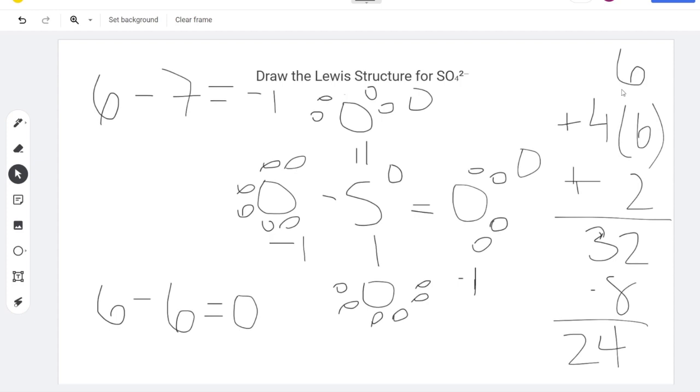And so the formal charge is optimized because although we do not have all zeros, the negative charges are on the most electronegative element. And we've used the correct number of electrons to draw the Lewis structure for this compound.